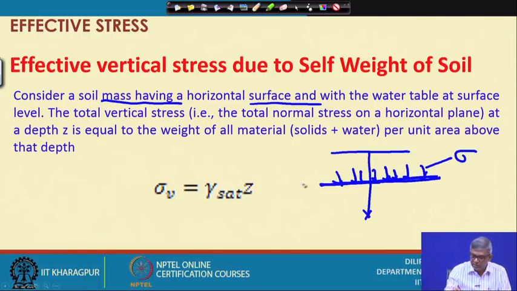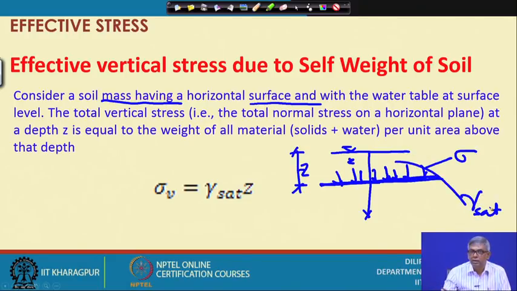At a depth z, suppose this depth is z. At a depth z I have imagined a plane, and on that plane, whatever pressure is coming because of the self weight of the soil is actually the total stress. It is the solid plus water per unit area above it. If the water table is also here, then the unit weight is to be defined here as gamma saturated.